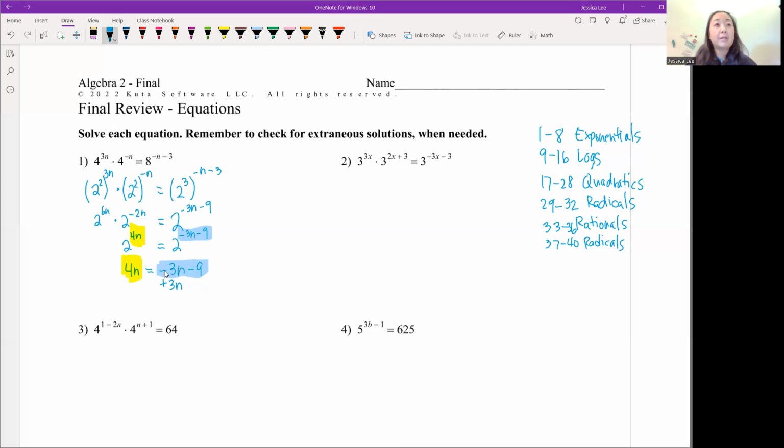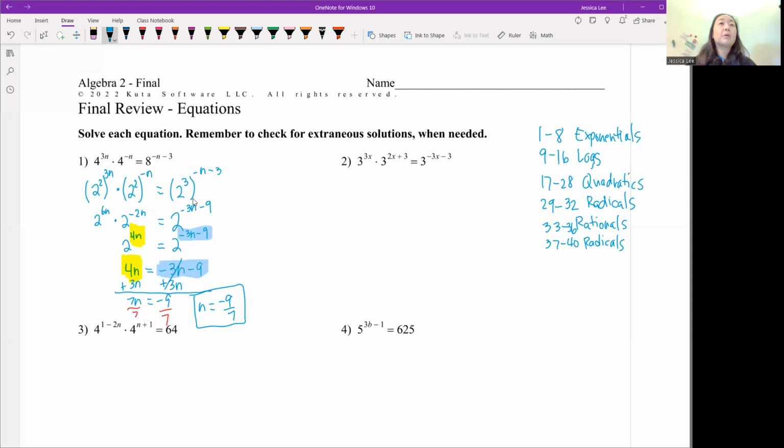So I'm going to take my -3n to the left-hand side. So I'm going to add 3n to both sides. That cancels out, and we get 7n is equal to -9. And then from there, what are we going to do? Divide by 7, because that's next to the n. And then we get n is equal to -9/7.